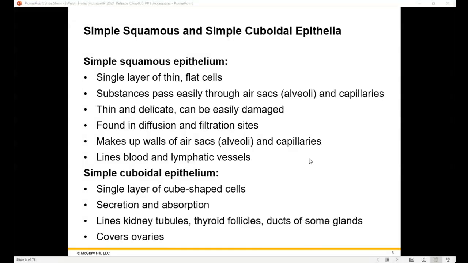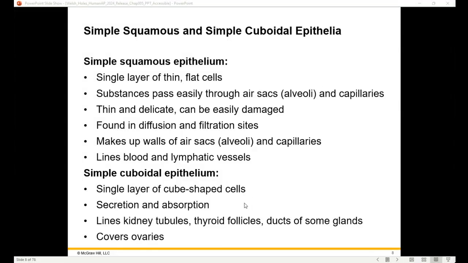Okay, first of all, simple squamous epithelium. It's a single layer of thin, flat cells. Substances pass easily through the air sacs or alveoli and capillaries with these cells. They're thin and delicate. They can be easily damaged, though. They're found in diffusion and filtration sites. They make up walls of air sacs, which we call alveoli in the lungs, and capillaries. They line the blood and lymphatic vessels also.